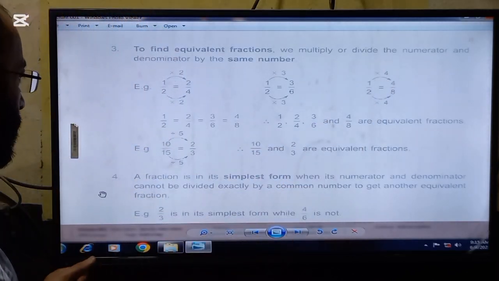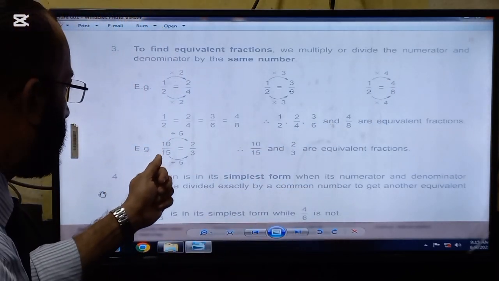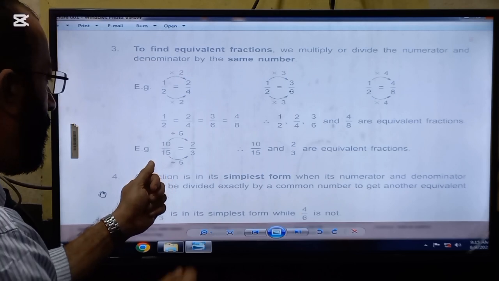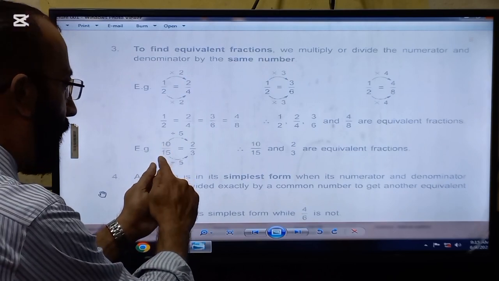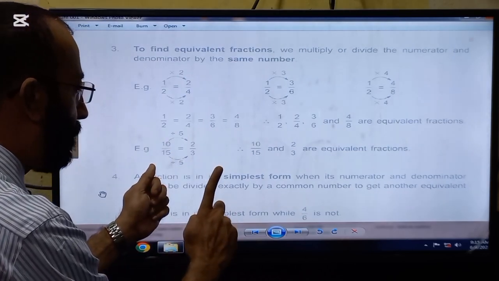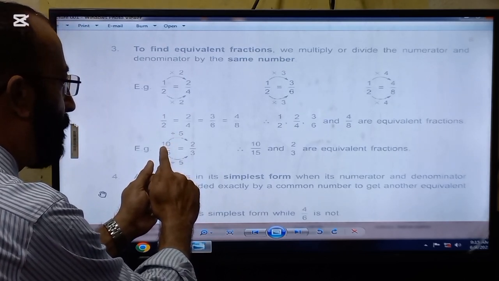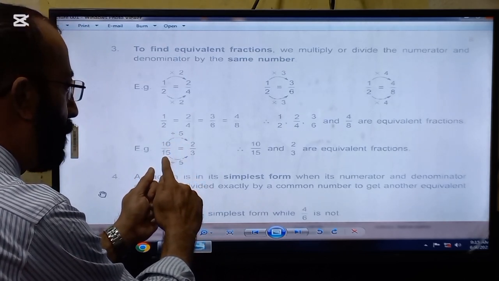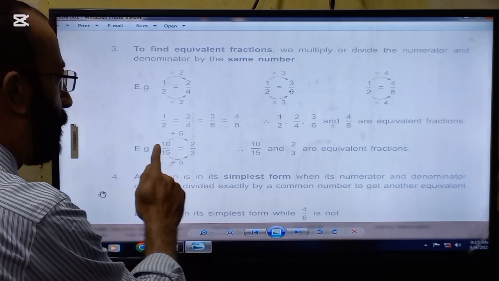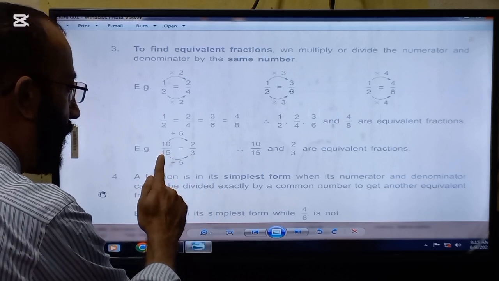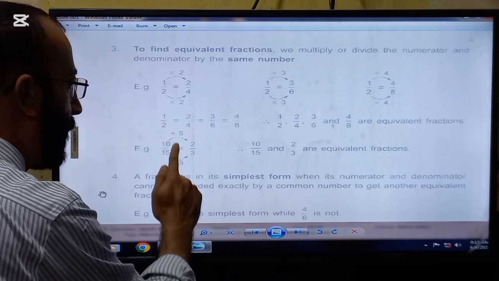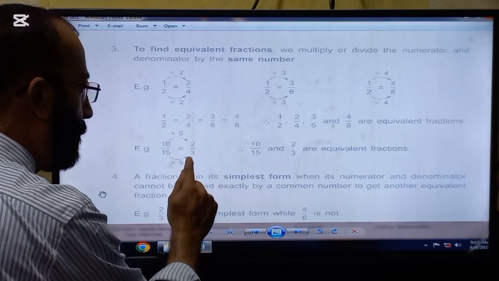So look now, here is a fraction that is 10 by 15. If we divide the numerator and denominator by the same number, that is 5, for example, 10 divided by 5 will be 2 and 15 divided by 5 will be 3. So we are dividing the numerator and denominator with the same number. So the answer will be 2 by 3.